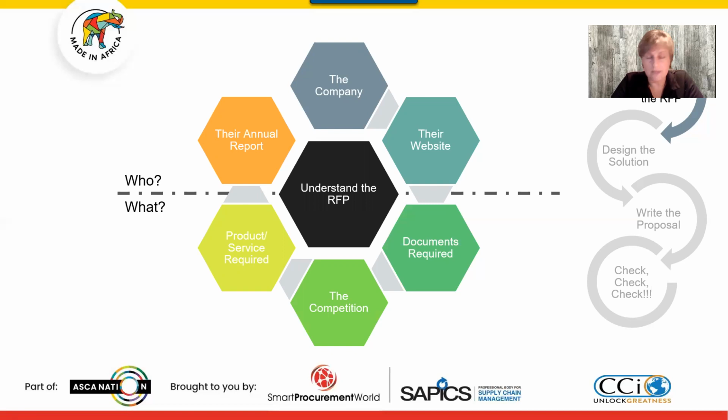The second part of understanding the request for proposal is making sure we understand the what. What are they looking for? Is it a product? Is it a service? What are the specific elements that they need out of that product or service?